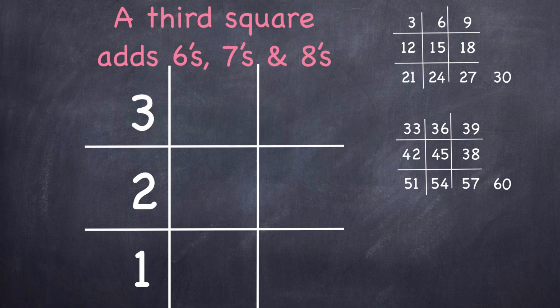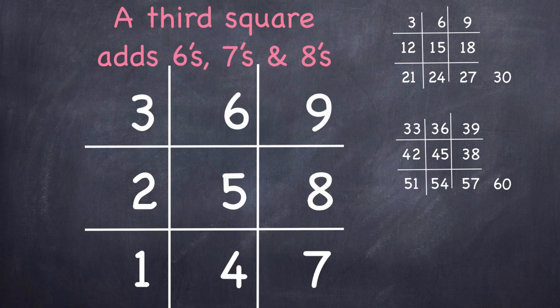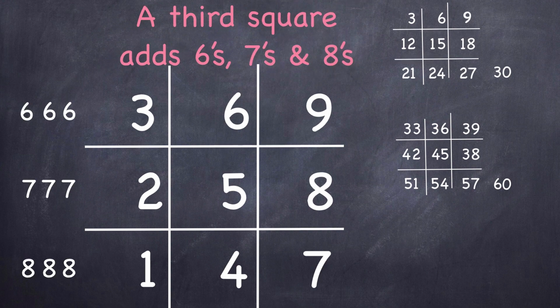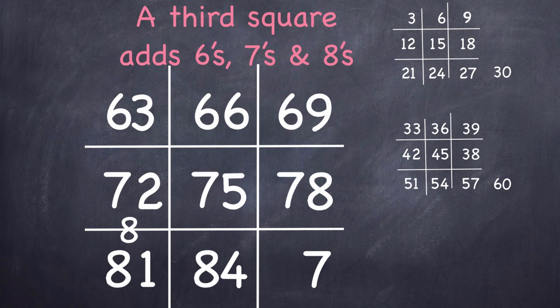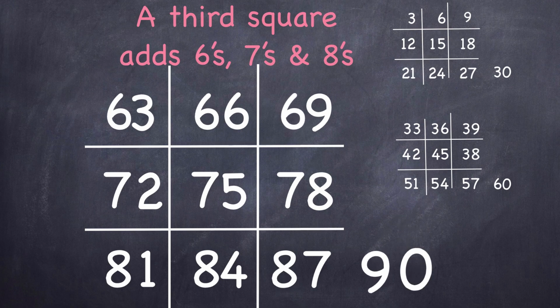1, 2, 3, 4, 5, 6, 7, 8, 9. This time we'll do the 6's, 7's, and 8's in front as the tens digits. 6 in front of the 3, the 6, the 9. 7's in front of the 2, the 5, the 8. And 8's in front of the 1, the 4, and the 7. Then we take our third 3, which is 9, and down after the third square, add a 0 to it, and that is our 30th 3, which is 90.